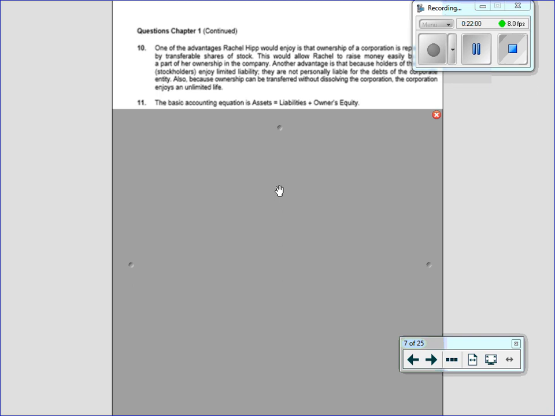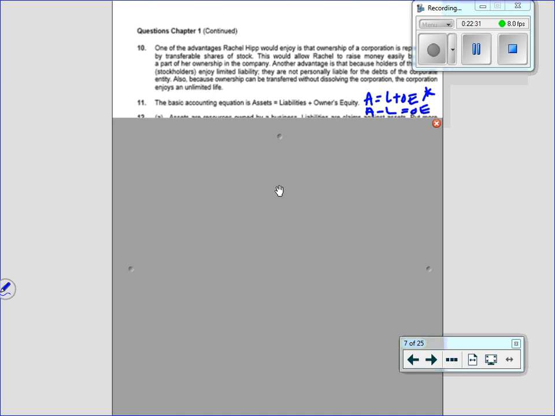Question 11, what is the basic accounting equation? I'm totally fine with you putting A equals L plus OE. We also know we can get a little bit tricky in our math. We could say A minus L equals OE. But the first one is definitely the true accounting equation.